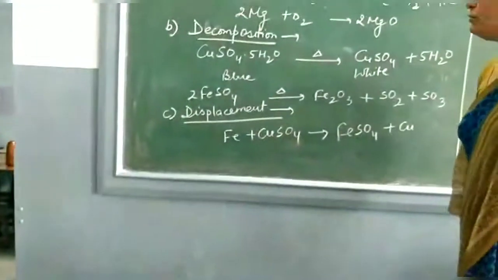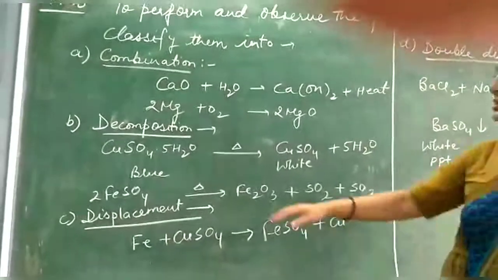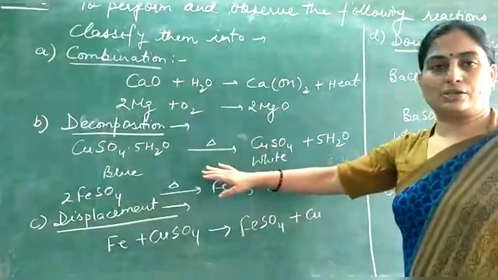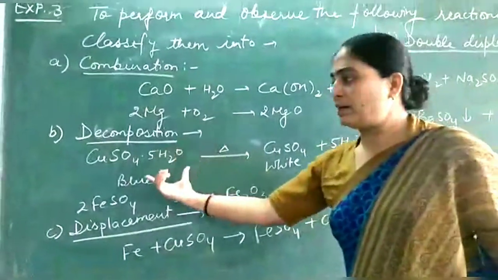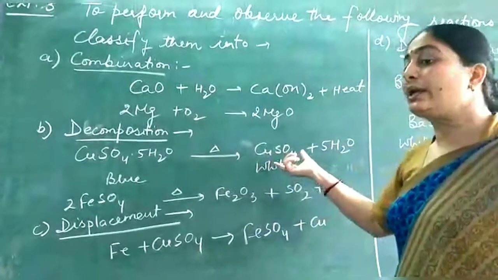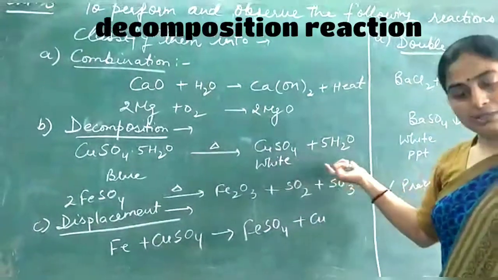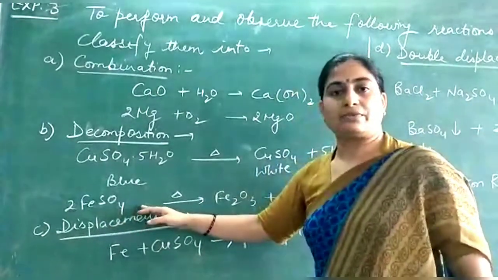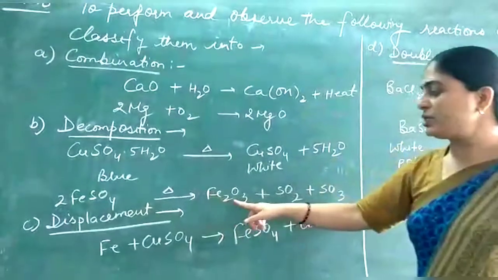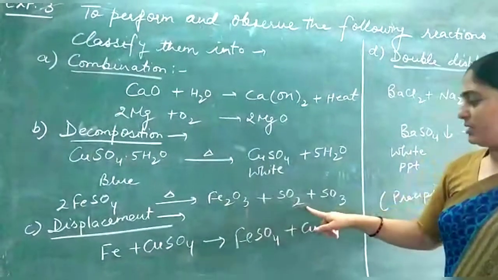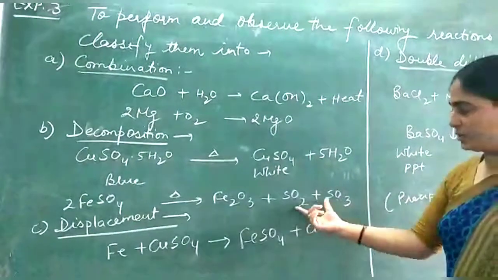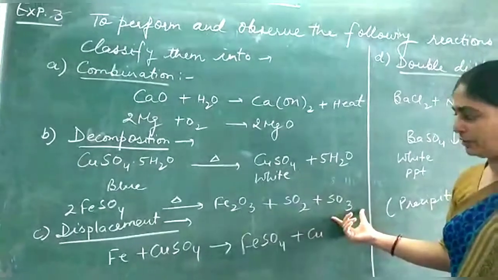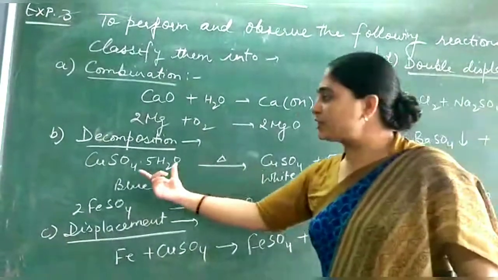Okay, now we'll move to the second experiment, that is decomposition reaction. Decomposition means a compound decomposes into its constituents. One example given in your NCERT is ferrous sulfate, which on heating changes into ferric oxide, sulfur dioxide and sulfur trioxide. These two are in gaseous form and go off into the atmosphere.